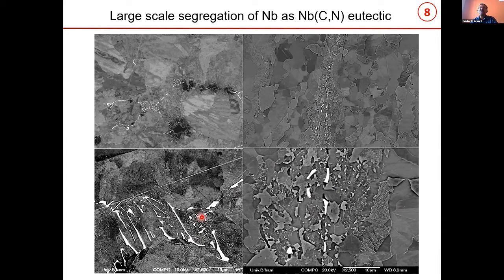If you see the work of Prisner and co-authors, if the segregation of niobium is very high, then it can create this kind of grain boundary network, particularly at slab center, but also at quarter thickness and other locations. So these can be quite coarse, if you see, 30 micron size. So these also are brittle and can be detrimental for properties.